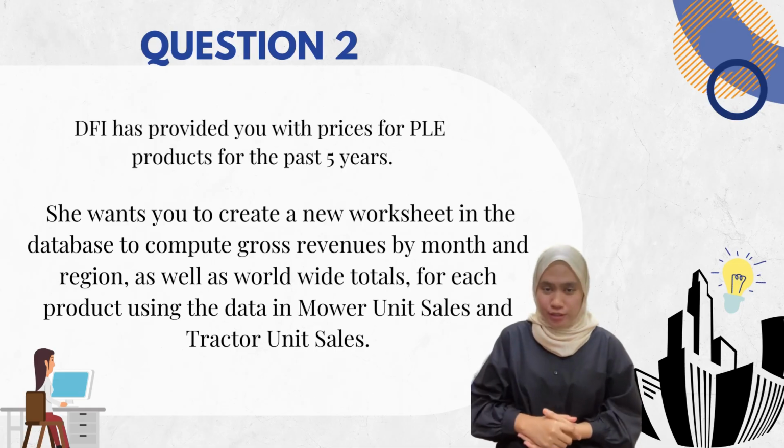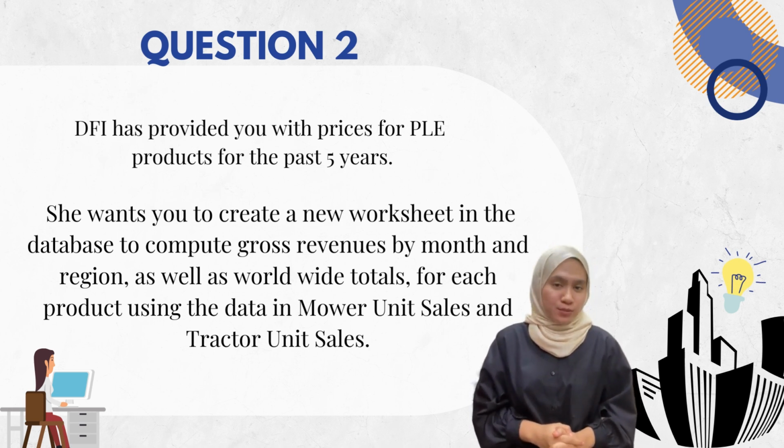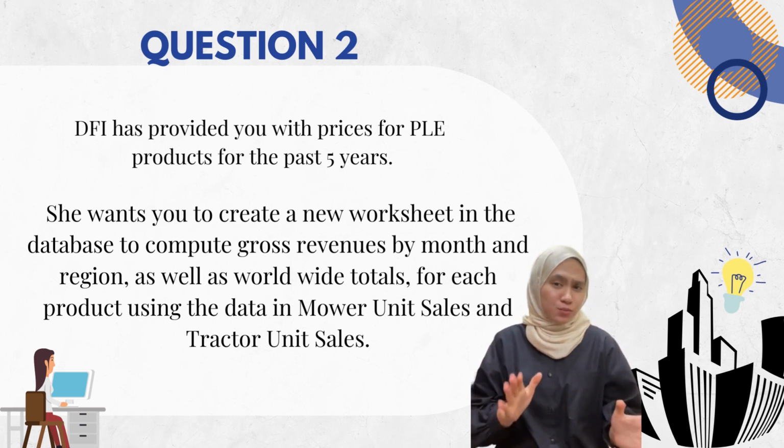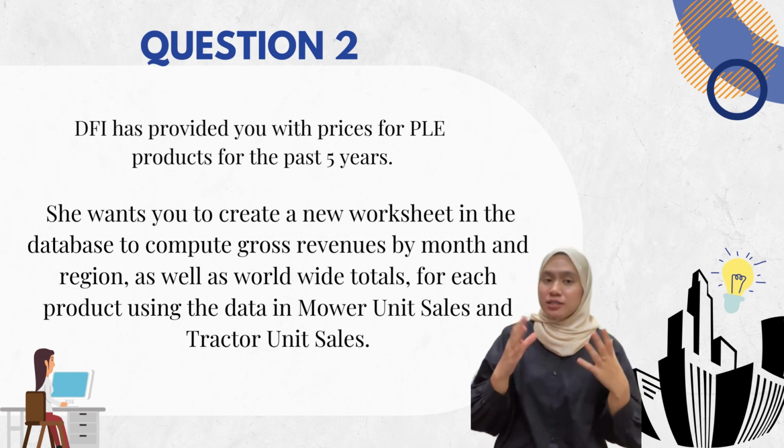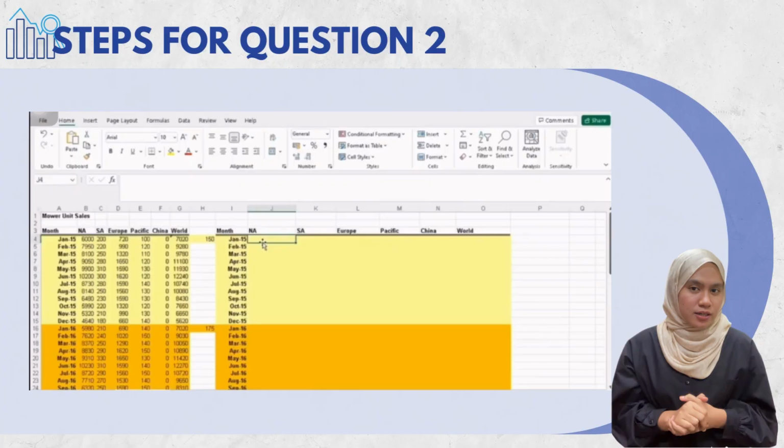Now, let's move on to question 2. The question stated that we need to compute gross revenues by month and region, as well as worldwide totals for each product using the data in mower unit sales and tractor unit sales. Now, I will show you the steps on how to calculate the revenue for North America in 2015. In order to get the revenue, you need to click at the NA data and then select the price in 2015, which is 150 ringgit.